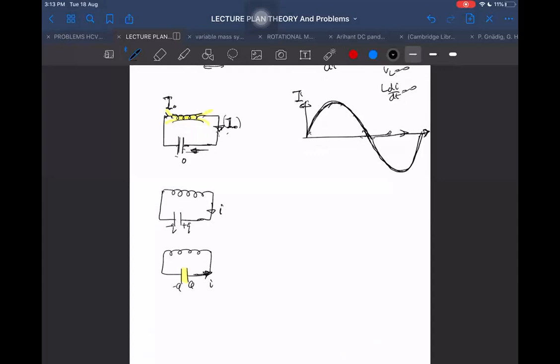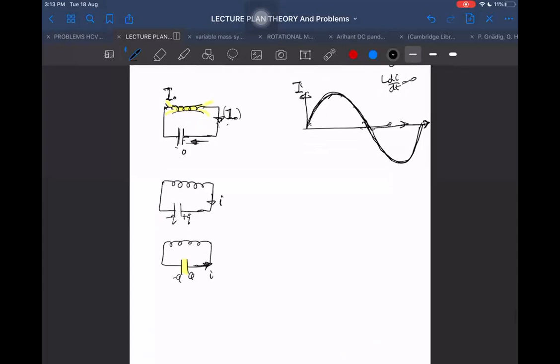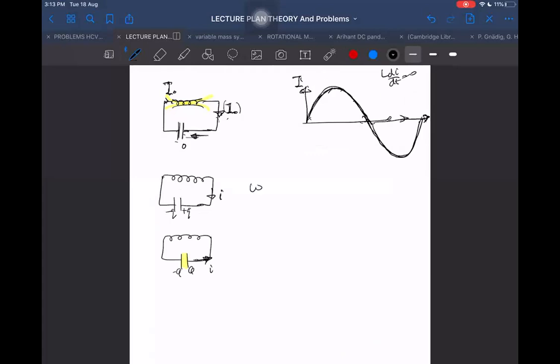Right. So now, the time period of oscillation, you already know. What will be the time period of this current oscillation? That will be equal to 2 pi into root of LC. That will be the time period of oscillation.